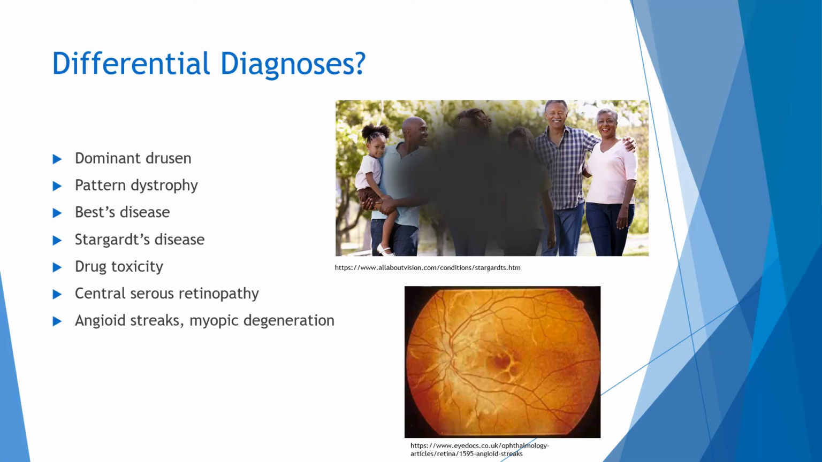Drusen is not a characteristic finding in AMD. As such, patients presenting with the symptoms and signs that we just discussed may have entirely different diseases, and thorough workup is required. The differential diagnoses commonly considered for AMD is dominant drusen and pattern dystrophy, which is caused by a buildup of lipofuscin, Best's disease, which is vitelliform macular dystrophy, Stargardt's disease, which is a hereditary macular dystrophy, drug toxicity with a lot of ocular side effects, central serous retinopathy, and angioid streaks and myopic degeneration.